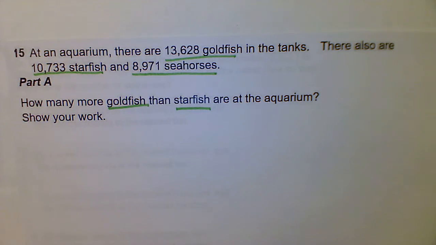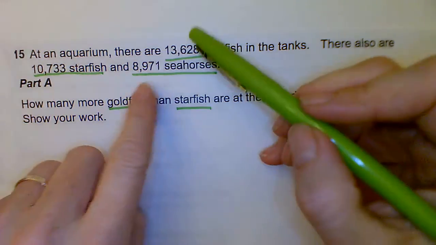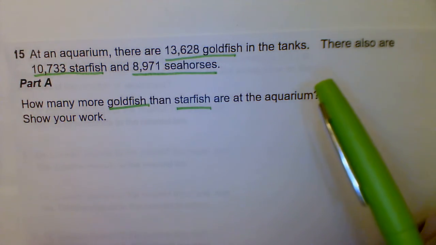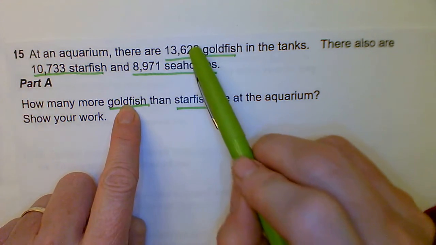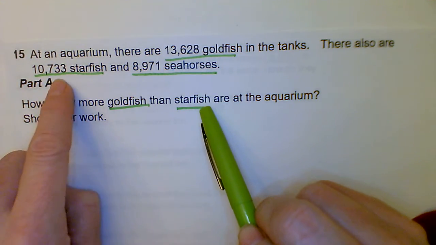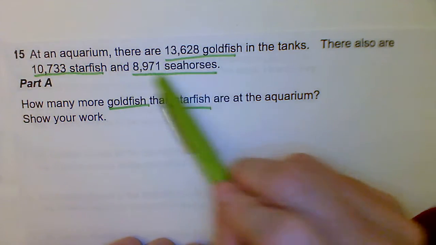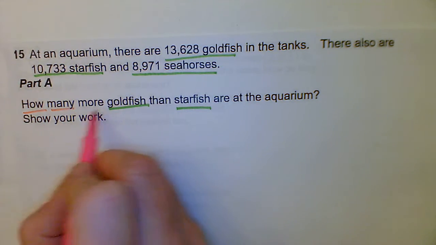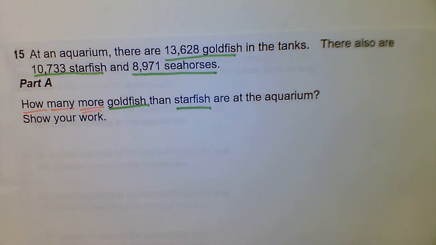Okay, so I have to tell you something. Often, students will go ahead and use these 2 numbers, and that's wrong. You have to make sure you use the correct numbers for this problem. I need goldfish, so yes, I need that 13,628, but I need starfish, not seahorses. Make sure you use the starfish numbers. People just see these 2 near each other and they jump on them. Now, how many more? Remember, how many more? We're looking for what's different. Whenever we're looking for a difference, we subtract. How many more? We are going to subtract.